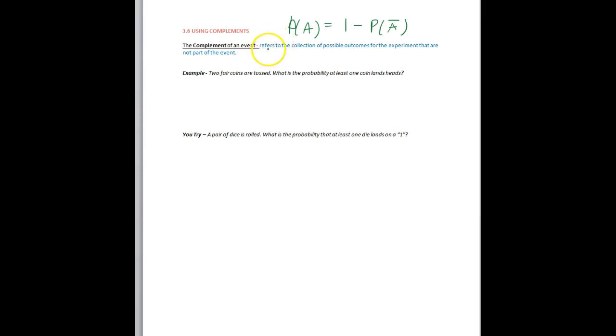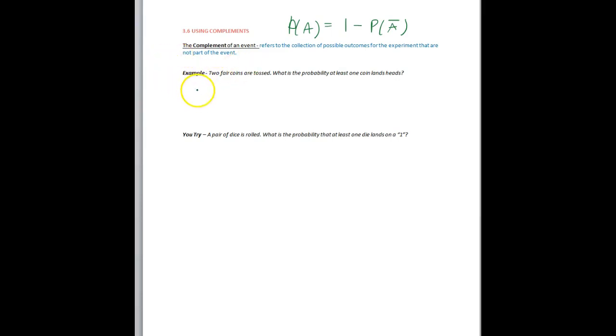Two fair coins are tossed. What is the probability at least one of the coins lands on heads? There are multiple ways to calculate this, but we're specifically looking to calculate it using our complement formula. If we want to know the probability that at least one of the coins lands on heads, we should calculate the opposite of that and then just subtract it from 1. The opposite of at least one of the coins landing on heads is both of the coins landing on tails.